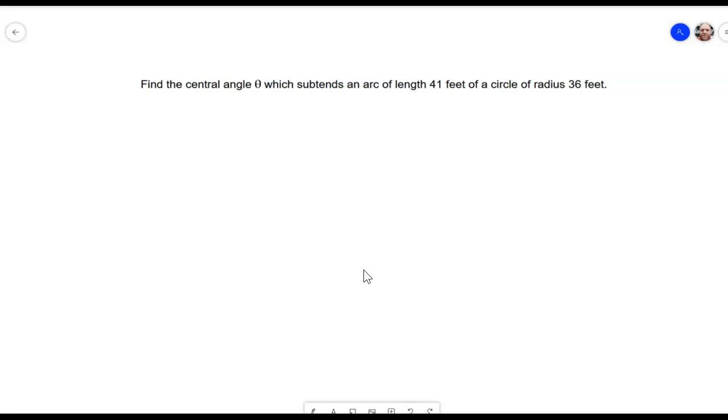I'd like to do an example from section 6.1. This is an arc length problem, and it says find the central angle theta which subtends the arc of length 41 feet of a circle of radius 36 feet.